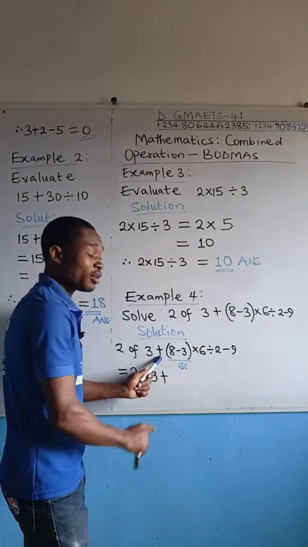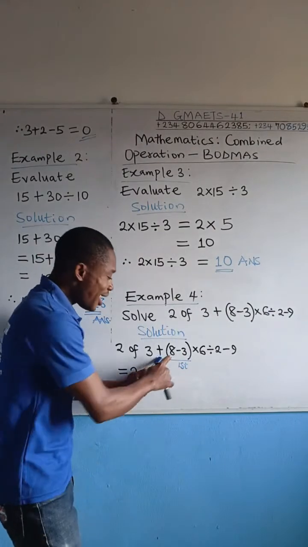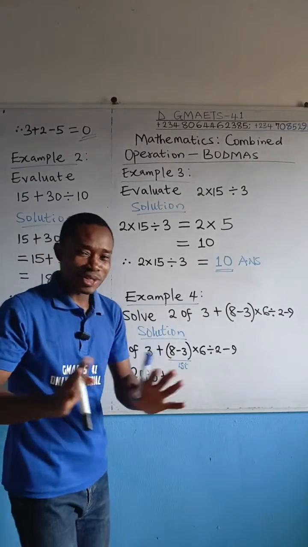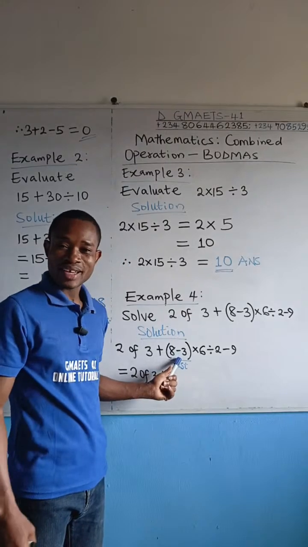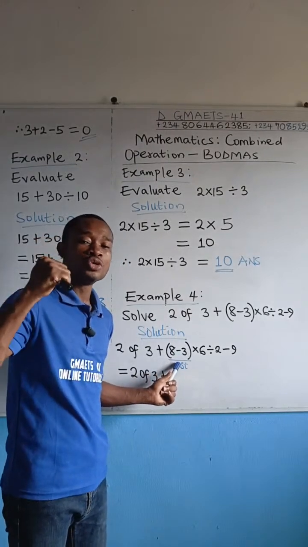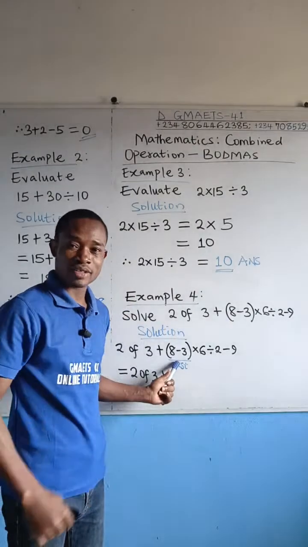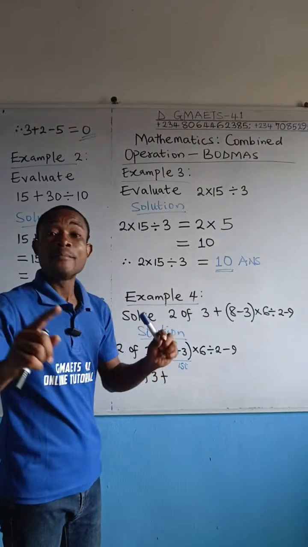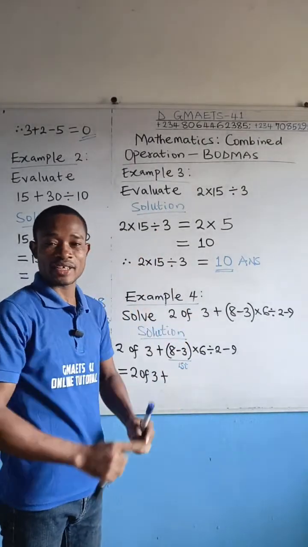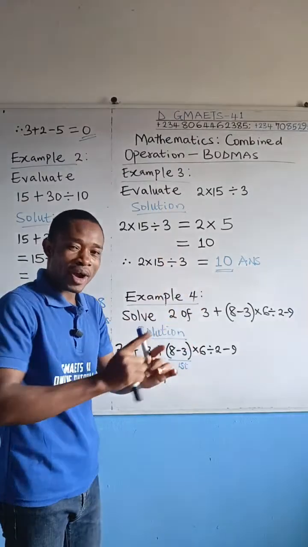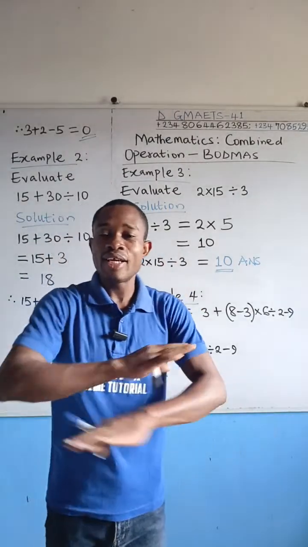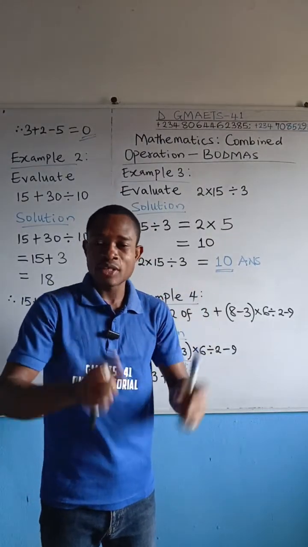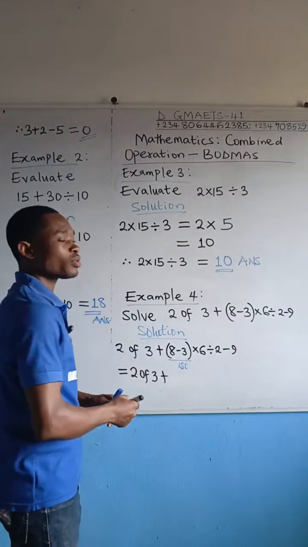8 minus 3 will give us 5. My dear friends, look at this. What we have here is minus. I know minus is the last thing you do in BODMAS arrangement. But why is it that we had to do this 8 minus 3 first? Because it is covered with brackets. So finish what you have in the bracket first. It does not matter the mathematics sign you have inside the bracket, it does not matter. Finish everything in that bracket first before you look at the other ones outside the bracket.